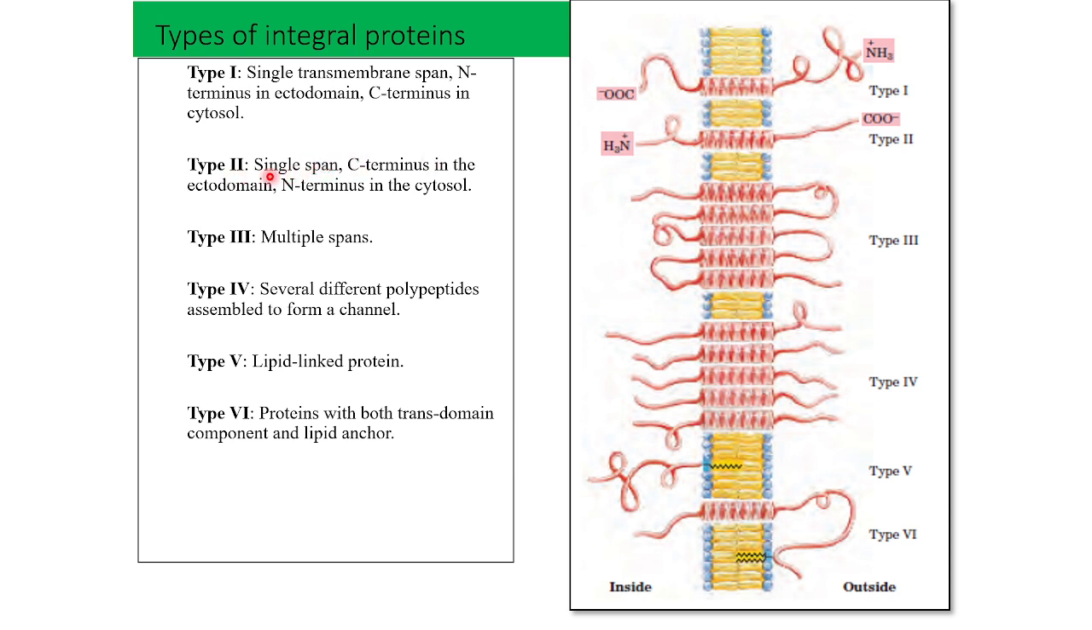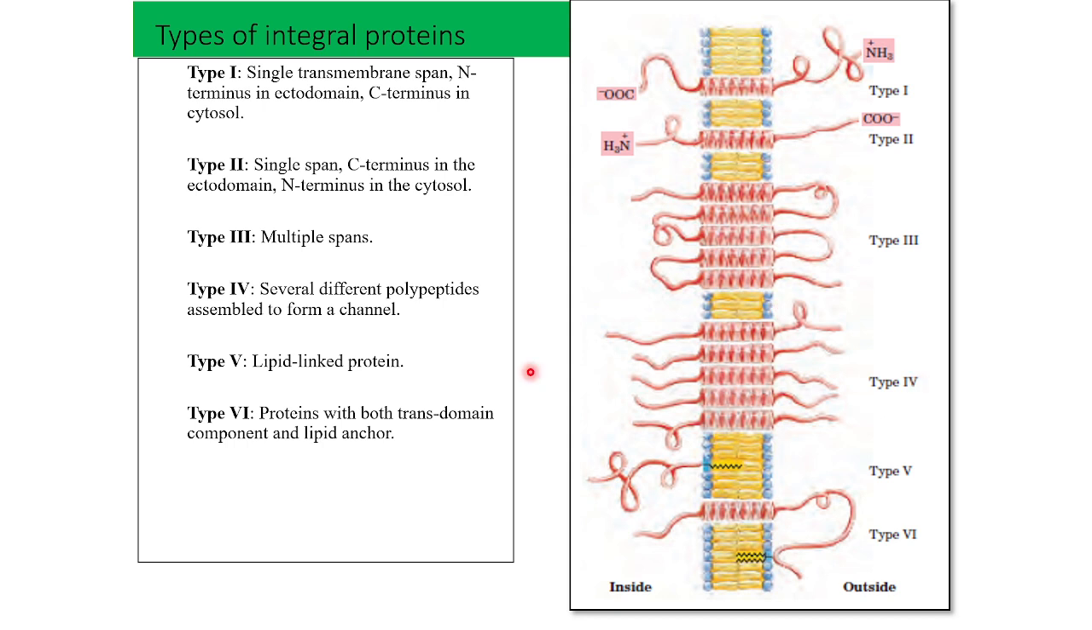Then you have type 2, where you also have a single span, but the C terminus is in the ectodomain and the N terminus in the cytosol. The inside is the cytosol and the outside is the ectodomain. Then you have type 3, with multiple spans. There is no distinction of the N terminus or the C terminus. The C and N termini can be on the same side or on different sides, that does not matter, but they pass through the entire lipid bilayer.